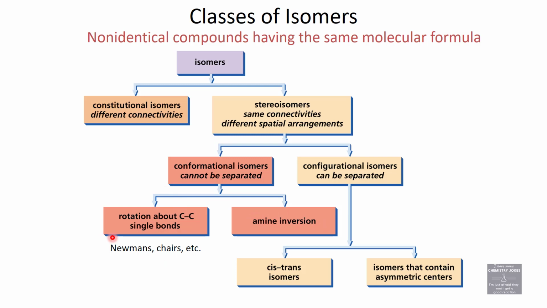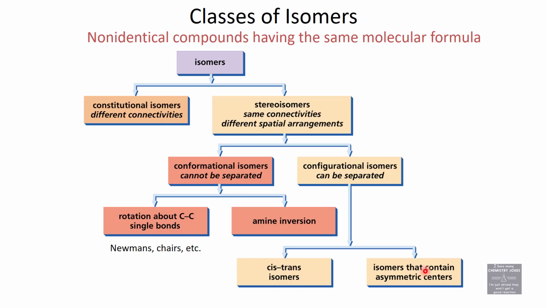When a substituent on a chair flips from axial to equatorial, that's a conformational isomer. They're spatially arranged differently, but you cannot separate the axial version from the equatorial version because it's a constant flipping back and forth. Okay. Configurational isomers are things that can be separated because they are two different molecules.